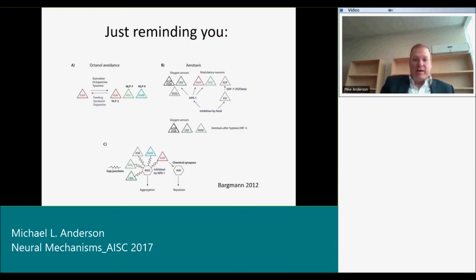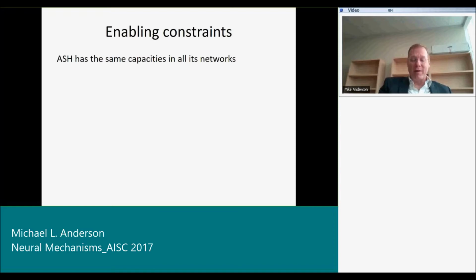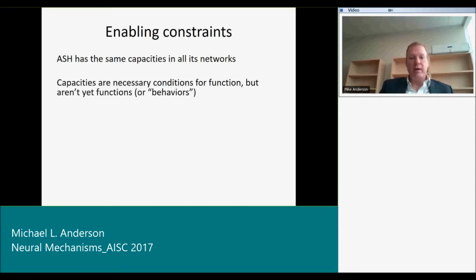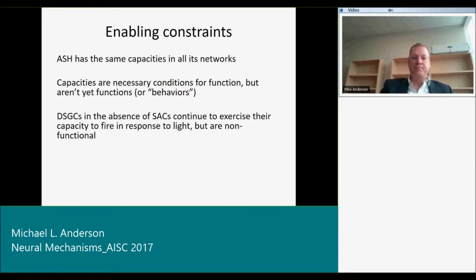So just reminding you, here's a situation with something even as low level as a single neuron in an animal, in a behaving animal, ASH, participating in multiple kinds of contexts. So what I want to say about what I'm calling enabling constraints is, look, ASH has the same capacities in all its networks, right? It has a set of things it can do. It can fire in various ways under various circumstances. But capacities, in this sense, are necessary conditions, but aren't yet functions. They aren't yet behaviors of that component.